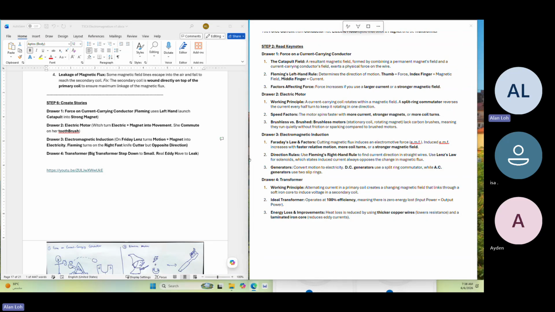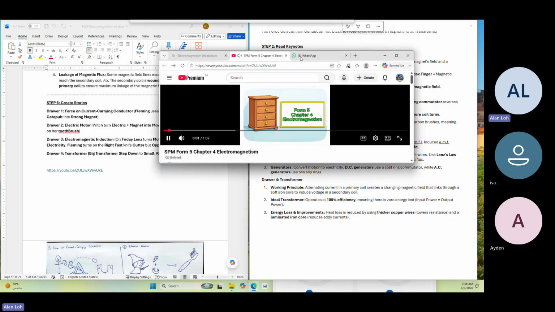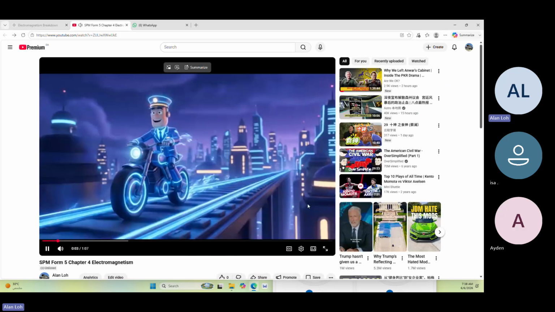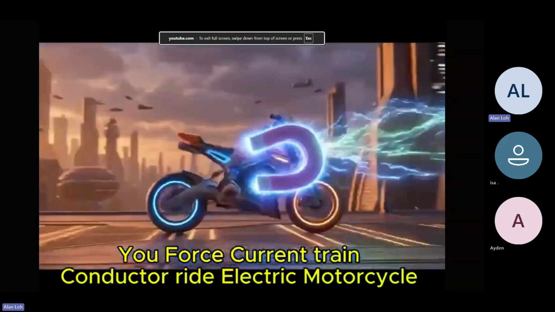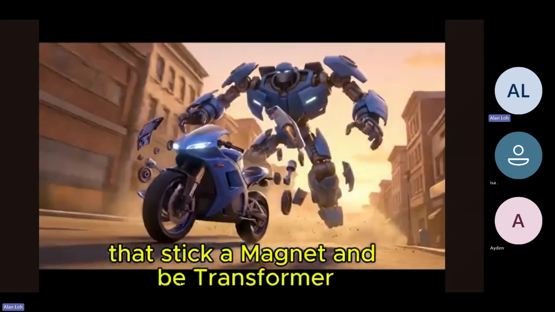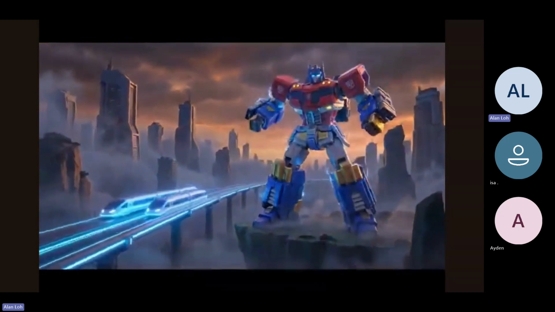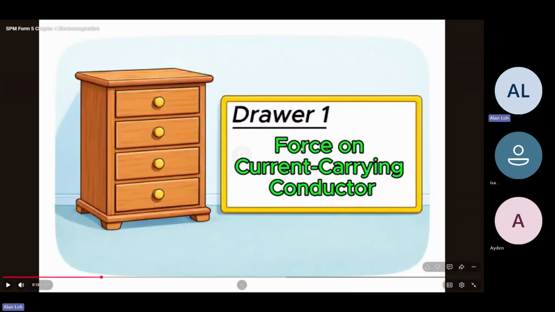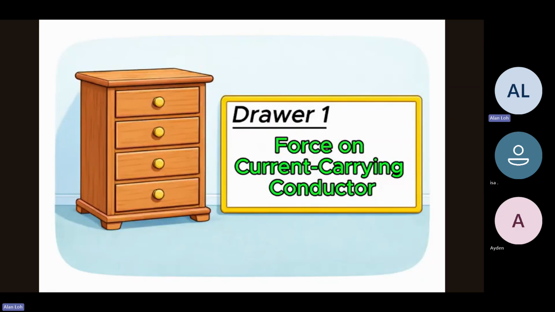Okay, we can play it very quickly. Form 5, Chapter 4. Electromagnetism. Force on a current-carrying conductor, electric motor, electromagnetic induction, transformer. Drawer 1. Now we are going into each drawer, and each drawer has its own story, which I explained just now, to help us remember what is in each of the drawers.